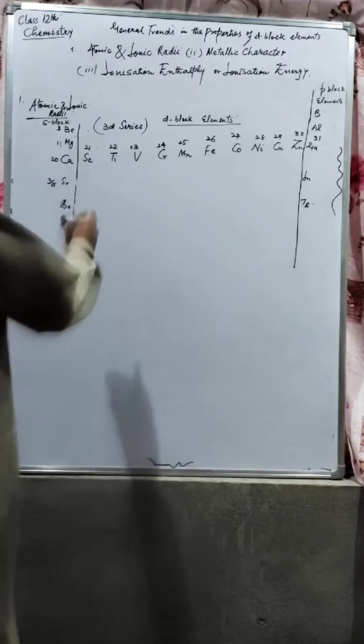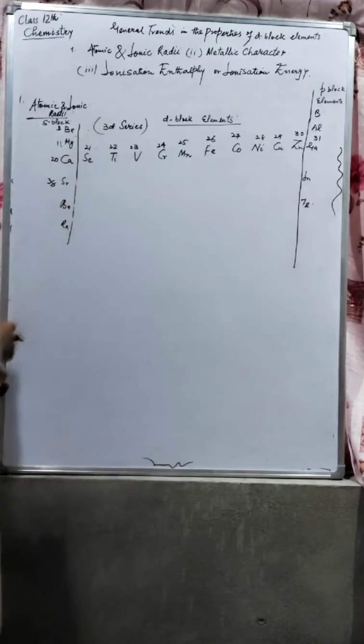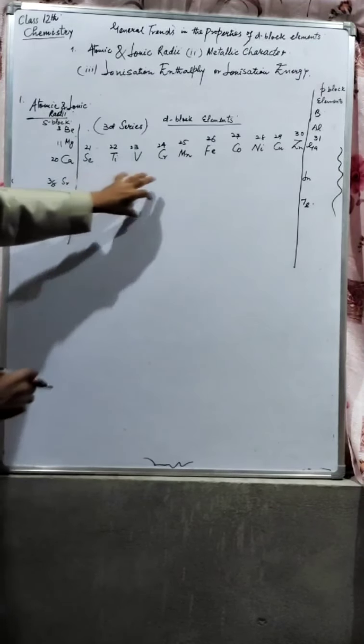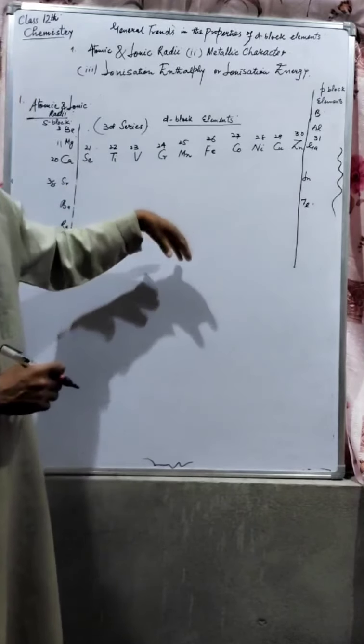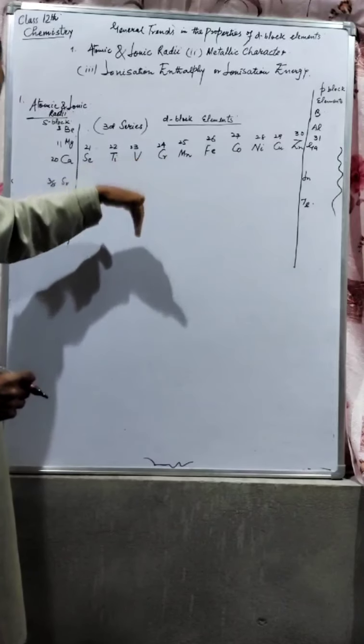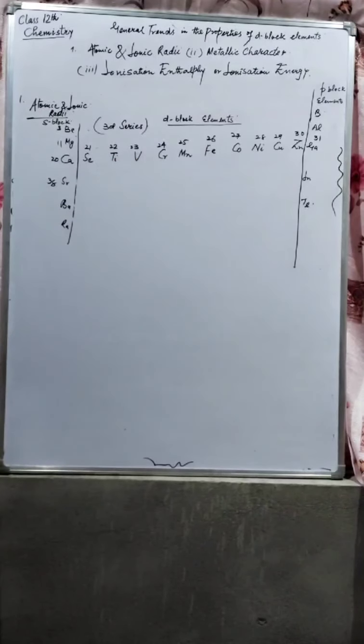And if we move down the group, the atomic radii increase due to the increase in the number of shells. So this is all about atomic and ionic radii.